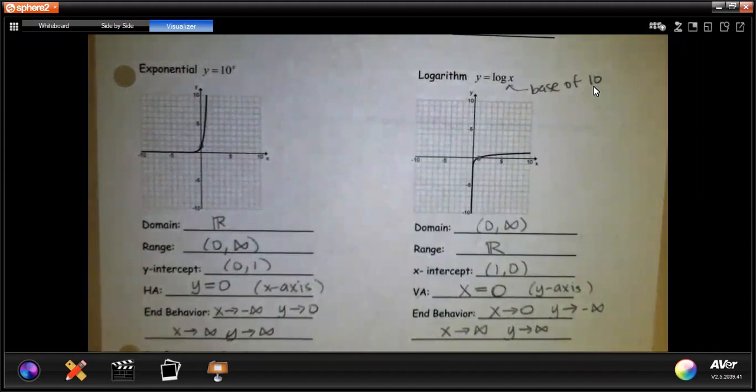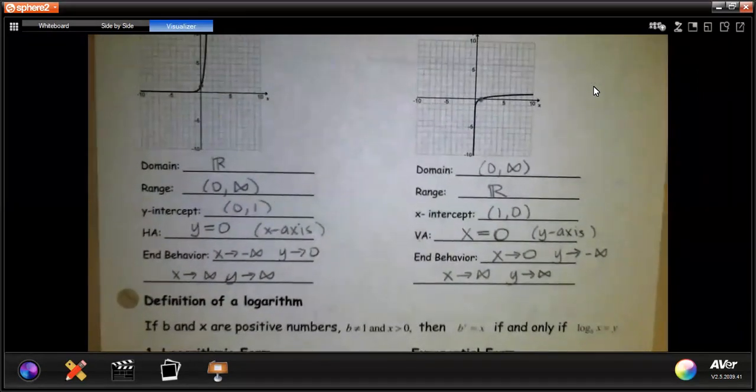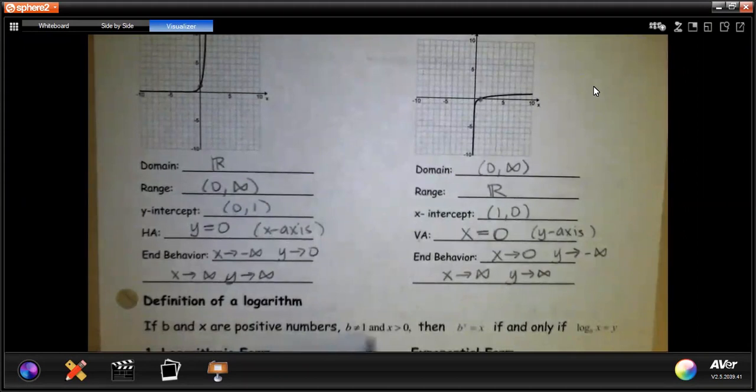So now we're going to go to the definition of a logarithm here, and it's written in math terms. So it says if b and x are positive numbers, b is unequal to 1 and x is greater than 0, then b to the y equals x if and only if log base b of x equals y. So what does that mean? I'm going to go ahead and write it in a form that you can understand better.